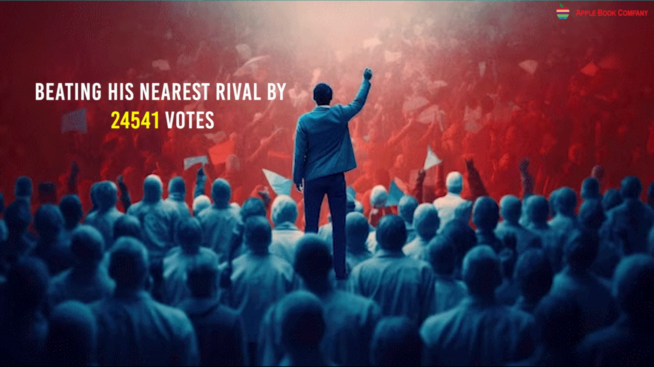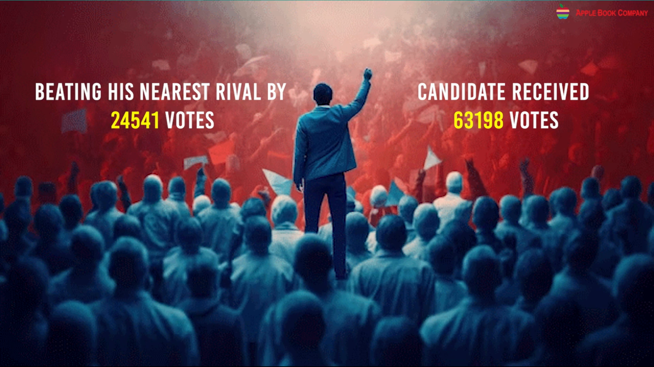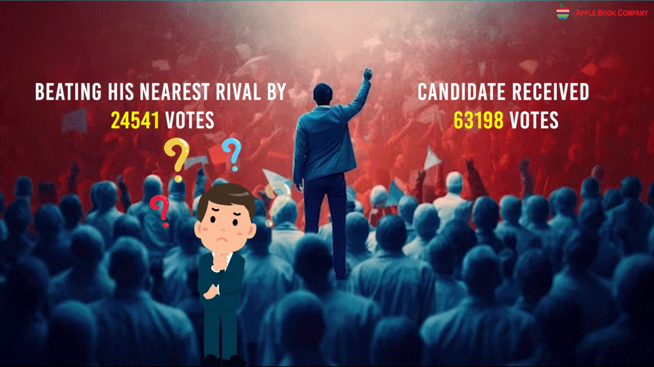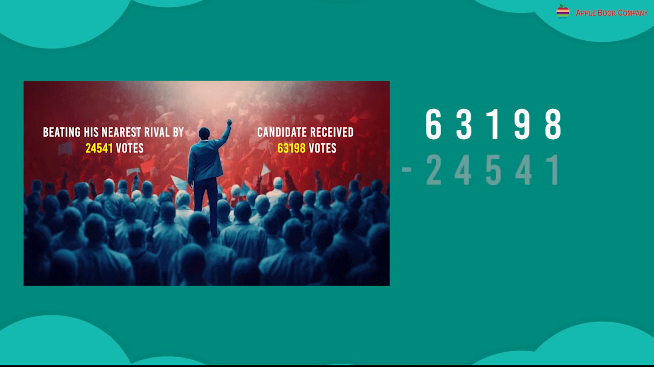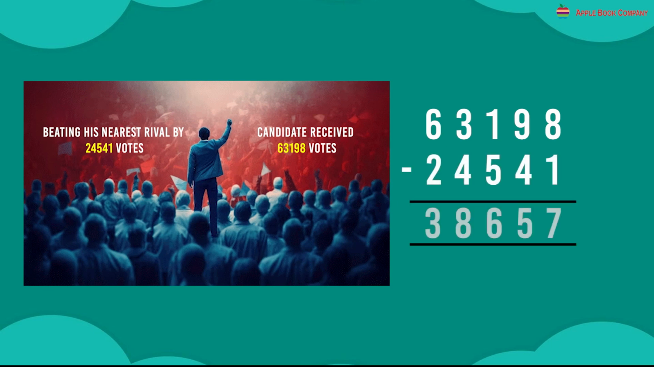A candidate won an election by beating his nearest rival by 24,541 votes. If the candidate received 63,198 votes, how many votes did his rival get? The answer would be the subtraction of 63,198 minus 24,541. And the answer is 38,657.